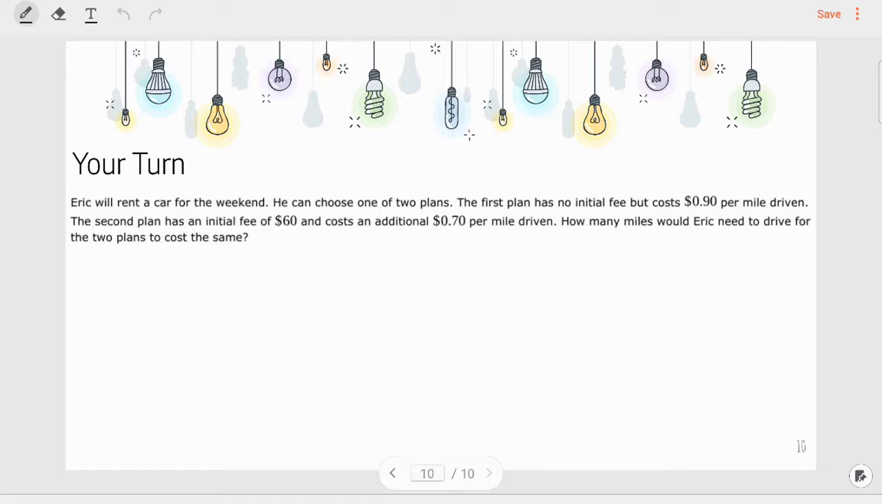Last one, and this is on your own. I want you to take a second and try this. Press pause, and when you're ready, go ahead and press play, and you can check your answer. All right. Eric will rent a car for the weekend. He can choose one of two plans. The first plan has no initial fee but costs 90 cents per mile driven. Well, it's right here. Plan 1. No initial cost, but 90 cents per mile. So I'm 0.9x. And I'm not going to add anything or subtract anything because there's no other costs.